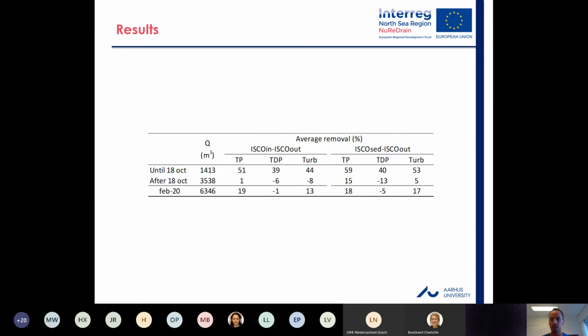Again, looking at the overall effect of the filter, we need to focus on the results in the middle of the table, where it is written ISCO in, ISCO out. You can see in the first period quite good average removal in percentage, which drops drastically in the following period. And this trend is also confirmed later on in February, when we had very high Q.